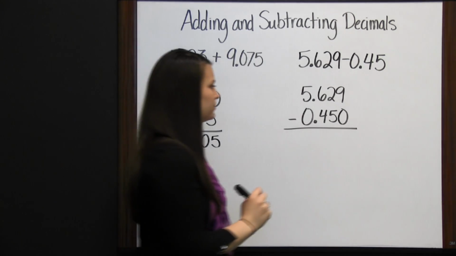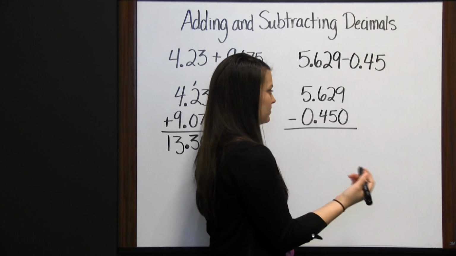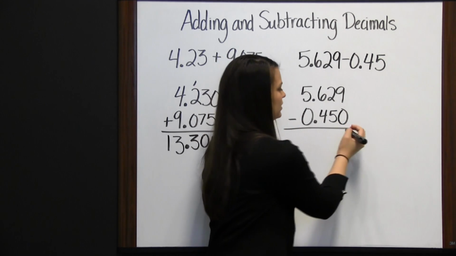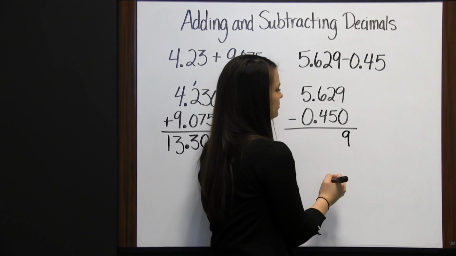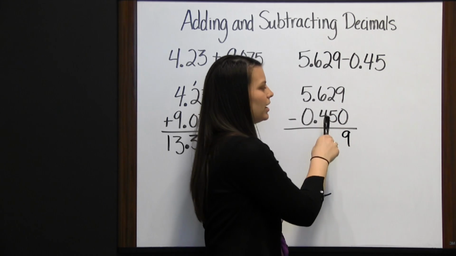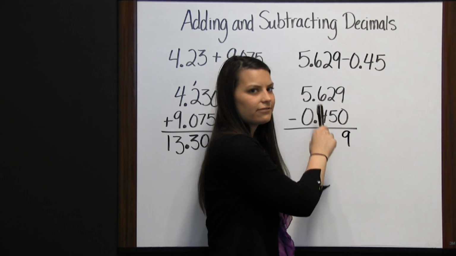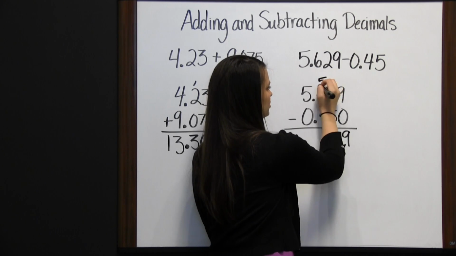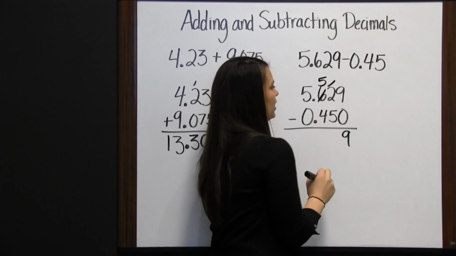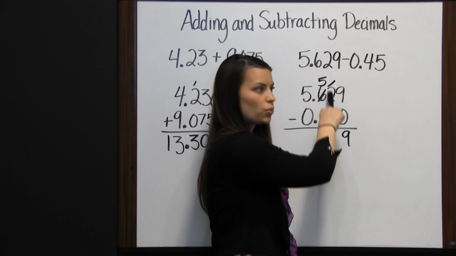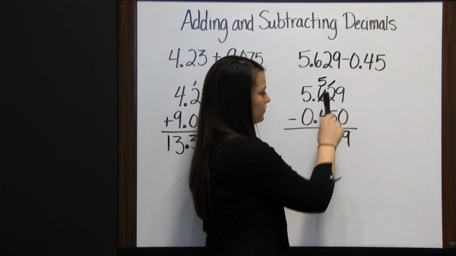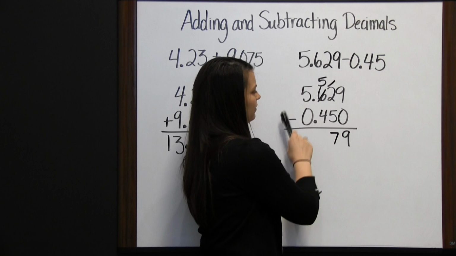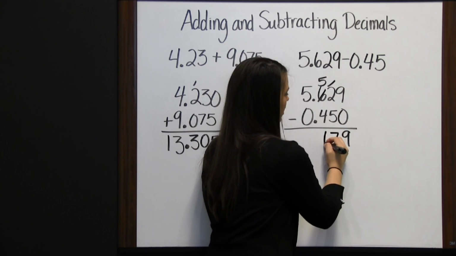Now for subtraction. We're going to do the same thing, except now we're subtracting. 9 minus 0 is 9. 2 minus 5. We can't take 5 from 2, so we need to borrow from our 6, just like we usually would, and add a 1 onto our 2, which makes 12. 12 minus 5 is 7. And then 5 minus 4 is 1.